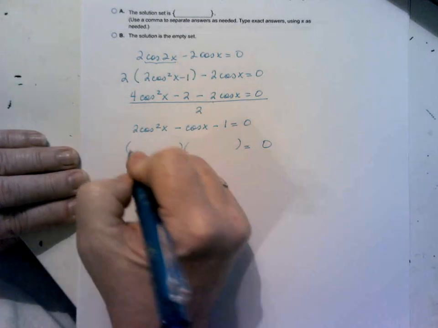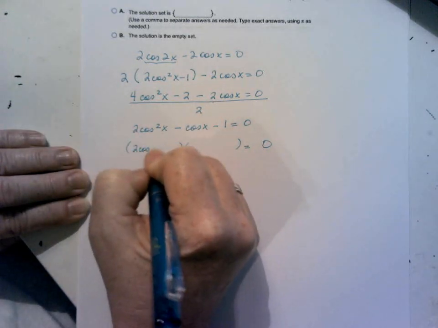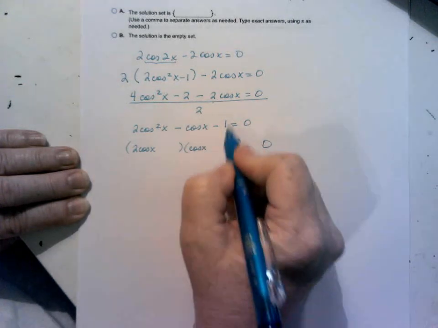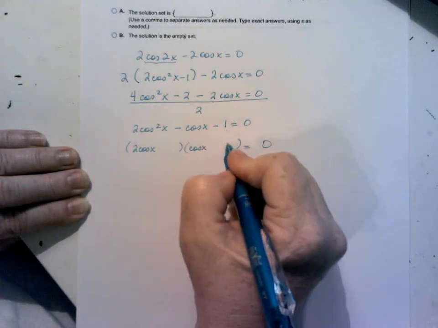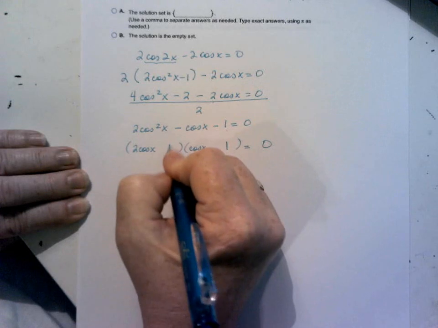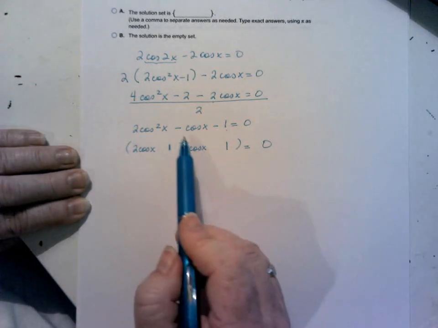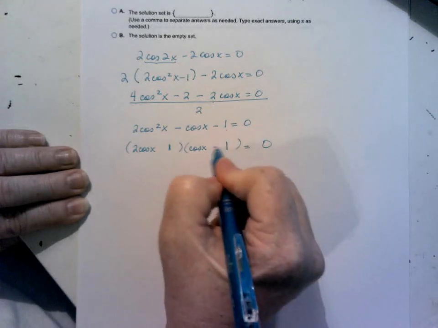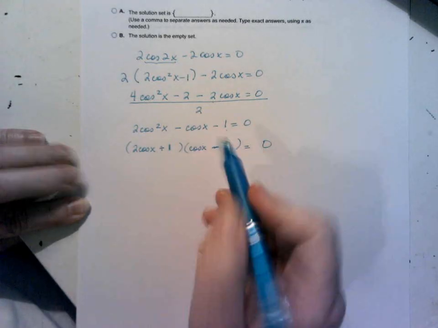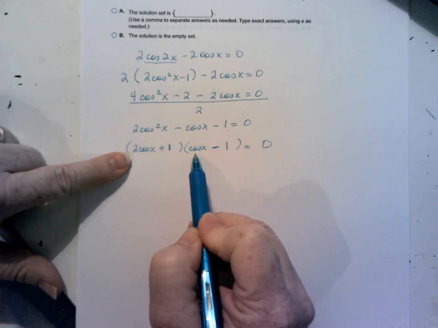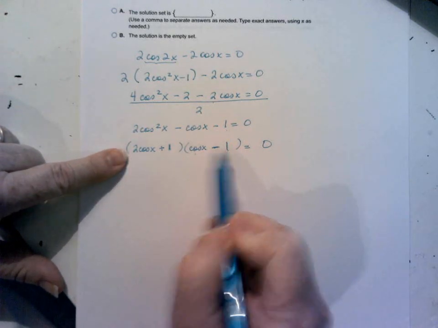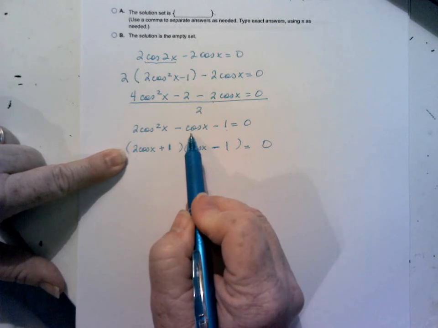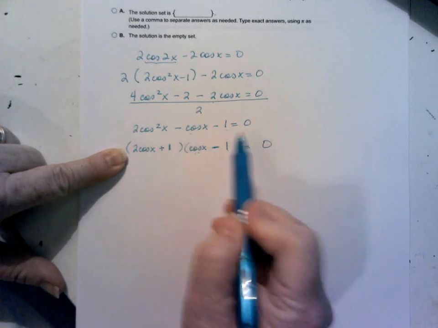So that would be, let's see, the first two terms would be a 2 cosine x and a cosine x. And the last two terms have to multiply to give us a 1, so I'll have a 1 and a 1 here. And we just need to figure out which one of them is negative. If I put a negative here and a positive here, that would give us 2 cosine squared x minus 2 cosine x plus 1 cosine x, which would give us the correct plus or minus sign there, and then minus 1.